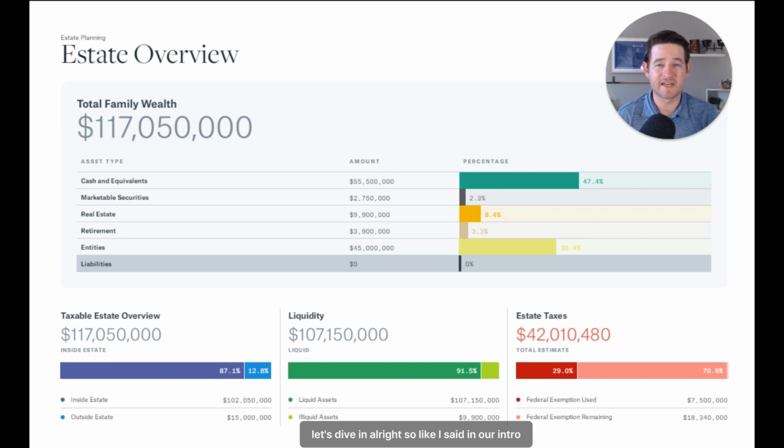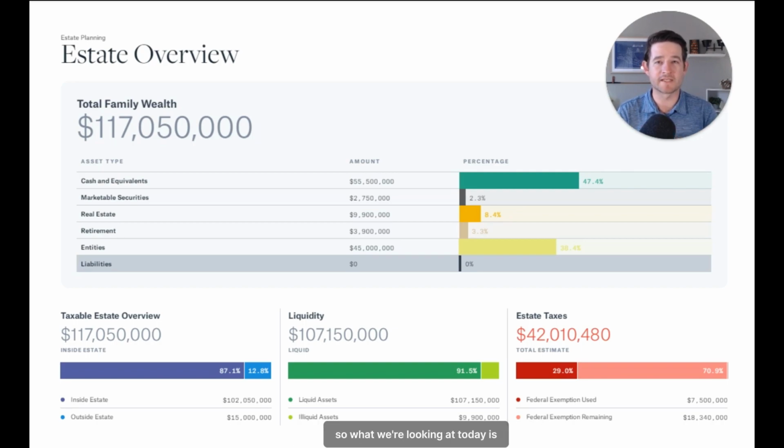So like I said in our intro, what we're going to be talking about today is really some of these more advanced estate planning concepts. But before we actually talk about some of the concepts, one thing that I think would be really helpful is to dive into some of the basic frameworks and ideas around estate planning.